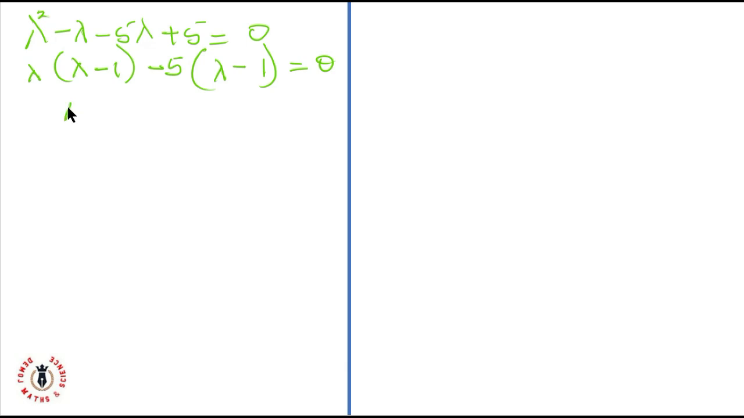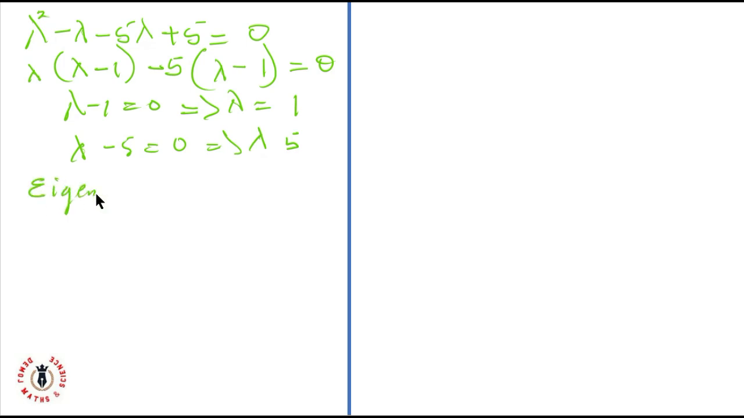So if lambda minus 1 is equal to 0, obviously lambda is equal to 1. And if lambda minus 5 is equal to 0, obviously lambda is equal to 5. So at this point, we have gotten the eigenvalues to be 1 and 5. Now we're going to find the eigenvectors for each of these eigenvalues.